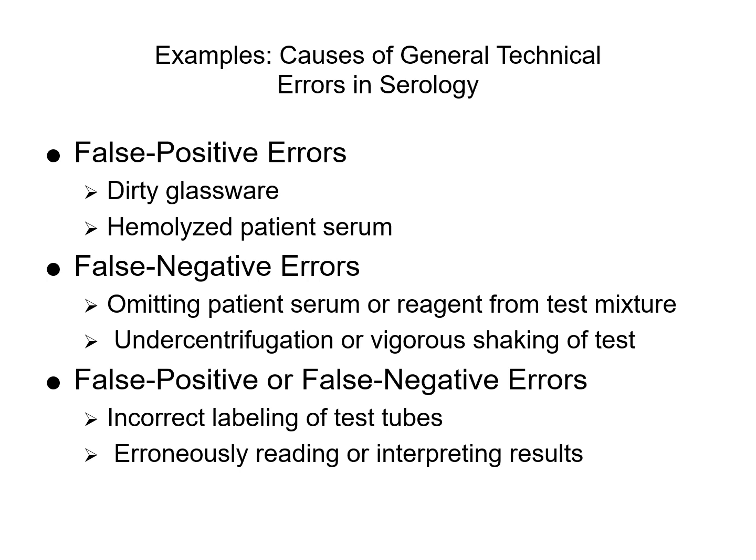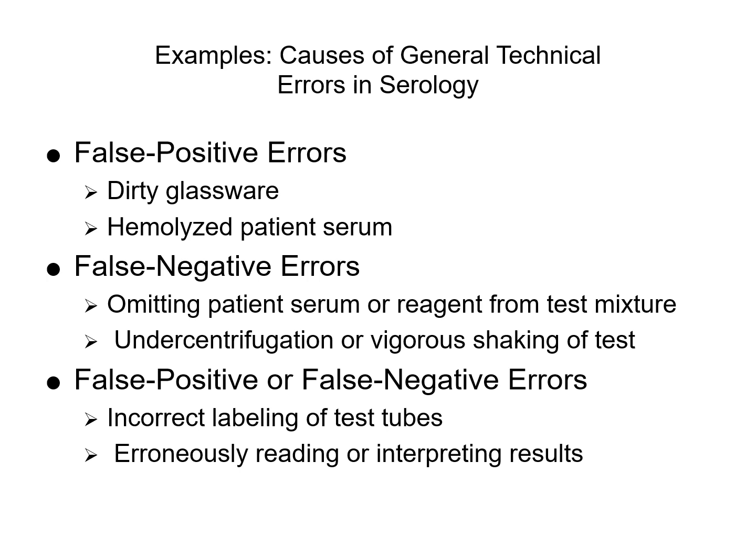Some causes of technical errors in serology, or really just in the lab in general. We have a false positive error that occurs when a test indicates a condition is present when it is actually not. Common causes could be the use of dirty glassware, so there could be some contaminant that may react with the reagents. Having maybe a hemolyzed patient serum, so the damaged red blood cells release substances that could potentially interfere with the test.